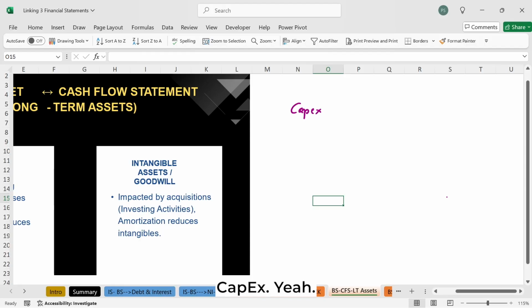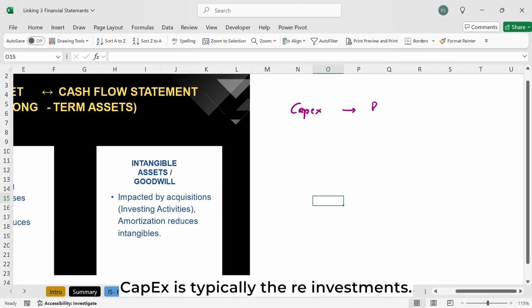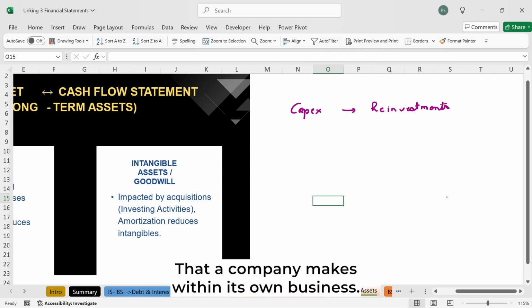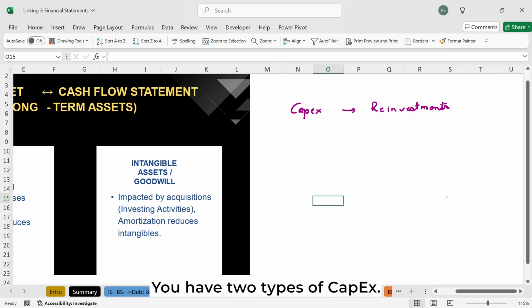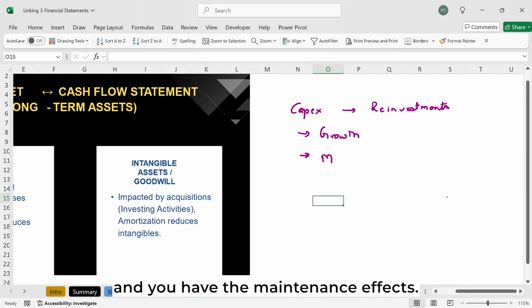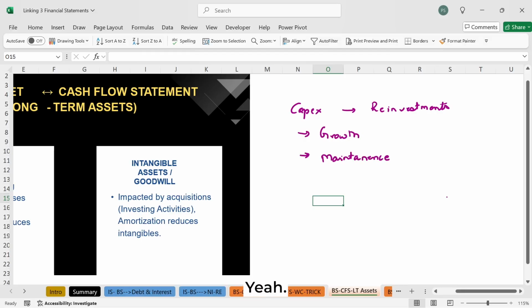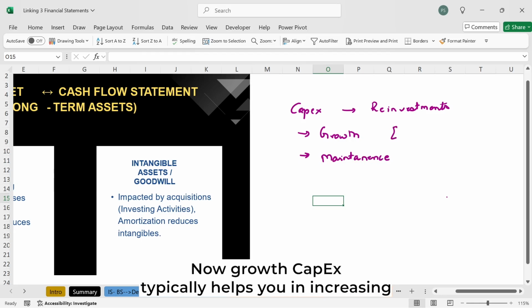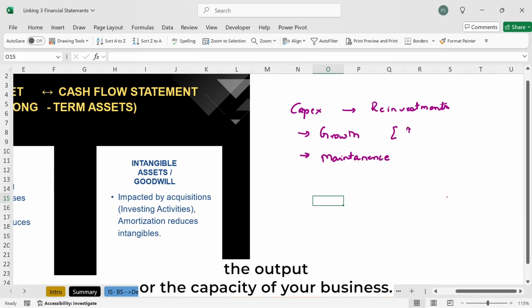Capex is typically the reinvestments that a company makes within its own business. You have two types of capex. You have the growth capex and you have the maintenance capex. Now, growth capex typically helps you in increasing the output or the capacities of your business.